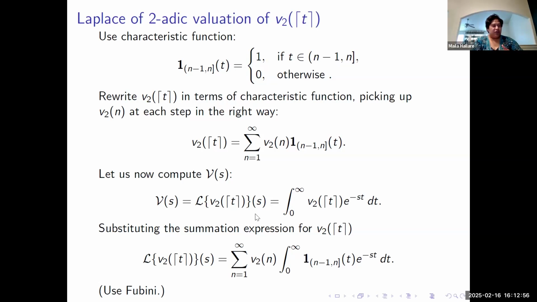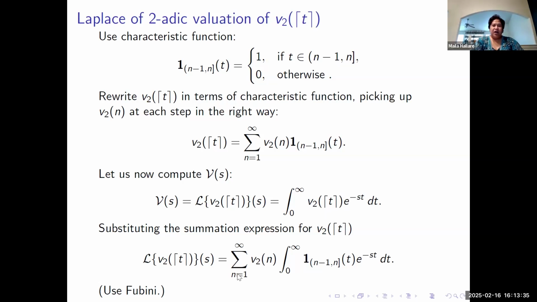And from our ordinary differential equations days, we know that when you're computing the Laplace of any function, you bump it with our kernel, which is the exponential in this case. So given this function, bump it with respect to the exponential, and then take the integral from 0 to infinity. Okay, so this line here tells us the Laplace of the 2-Adic valuation of the ceiling. Okay, this part here obviously requires a little bit more work.